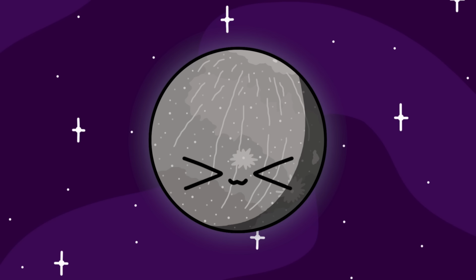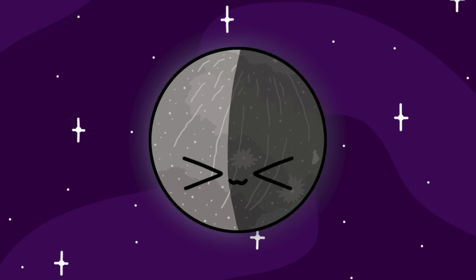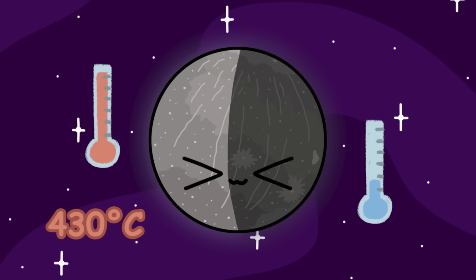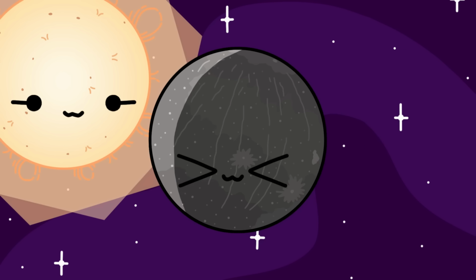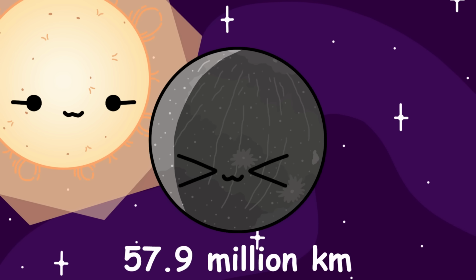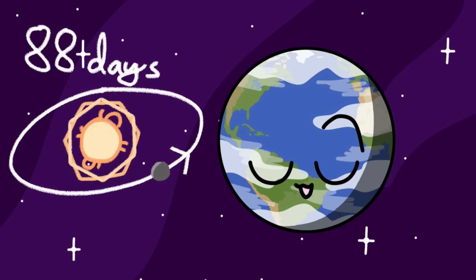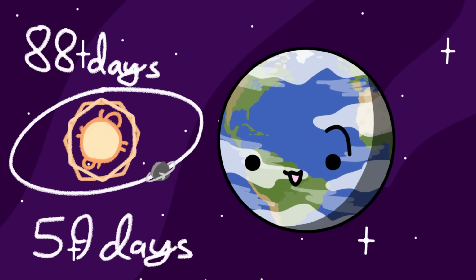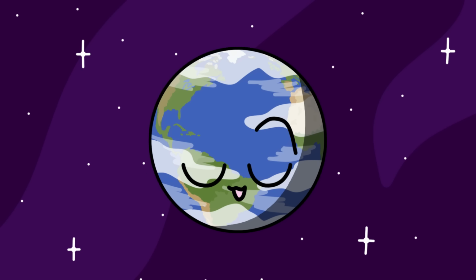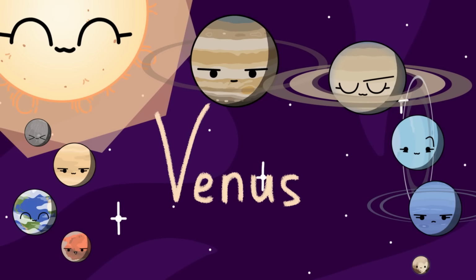Another effect of having no atmosphere is that the day and night side of Mercury has a drastic temperature difference. The day side can reach temperatures of up to 430 degrees Celsius. Meanwhile, the night side can reach temperatures of negative 180 degrees Celsius. Mercury orbits the Sun at a distance of around 0.4 AU, or 57.9 million kilometers. With such a small orbit, it only takes 88 days to revolve around the Sun once. Meanwhile, it takes 59 days to rotate once. It has no moons.